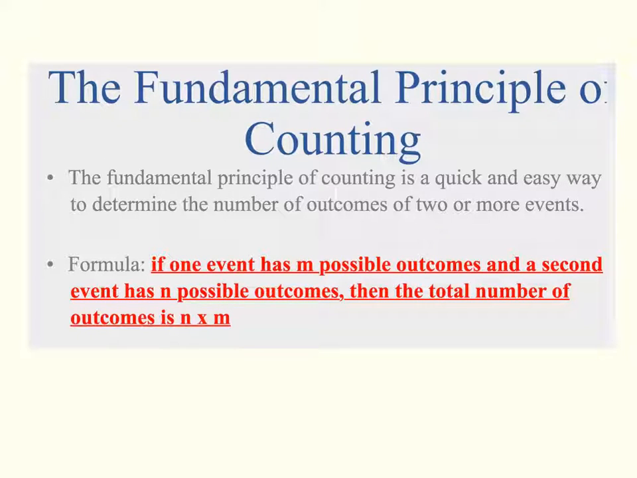So our final keyword of this chapter is the idea of the fundamental principle of counting. So this is a little formula that we have. So if one event has n possible outcomes and a second event has n possible outcomes, then the total number of outcomes is equal to the n multiplied by the n. Let's put that into context.